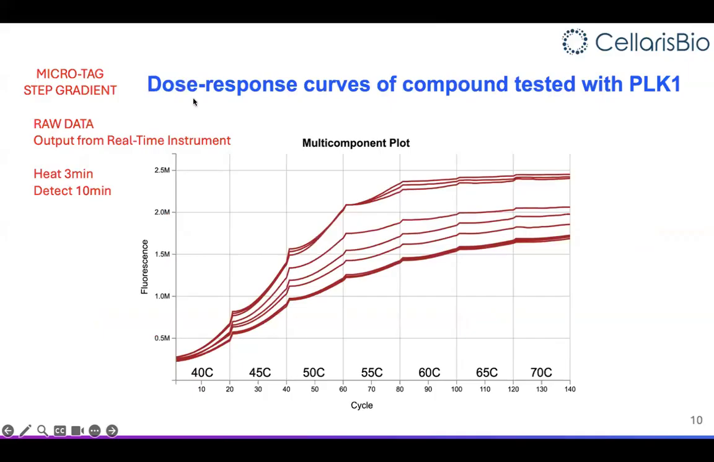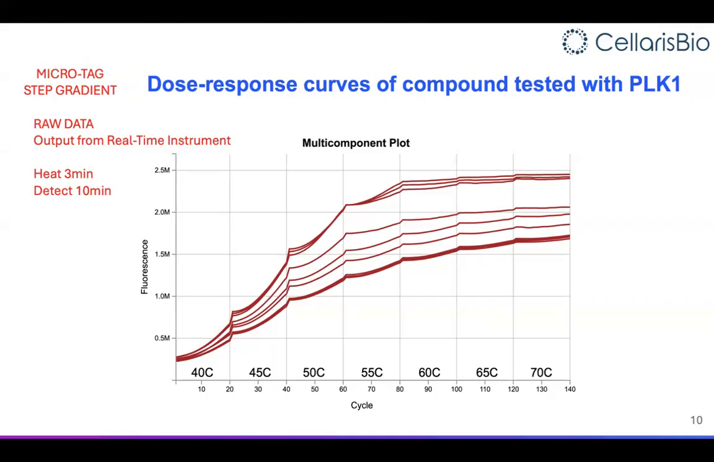So with this data, that was a hit validation type of data, but you can also introduce a dose series to identify a dose response for a particular compound, allowing you to determine an EC50 of binding. So in this case, what I'm presenting here is PLK1, polo-like kinase 1. It's a microtag target that we tested a compound for binding to this target using the step gradient.